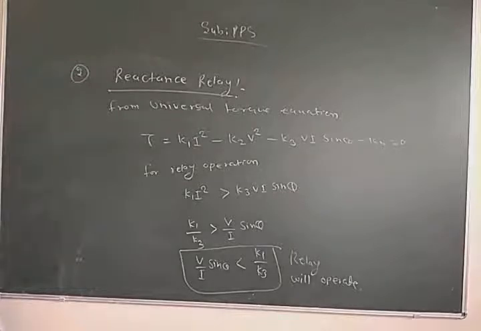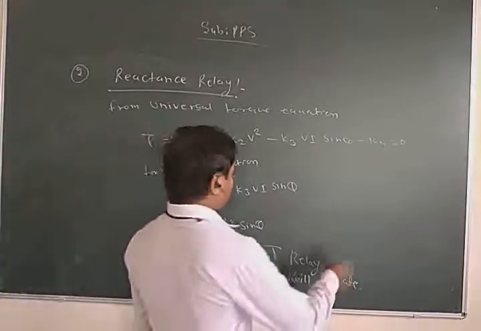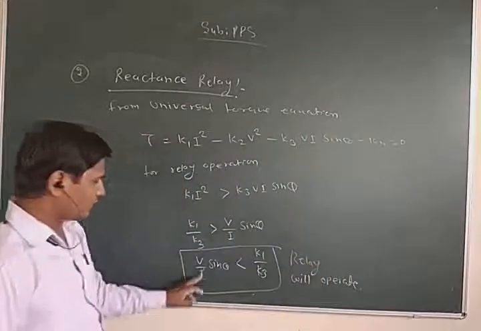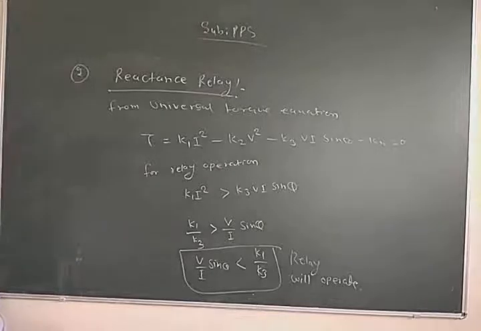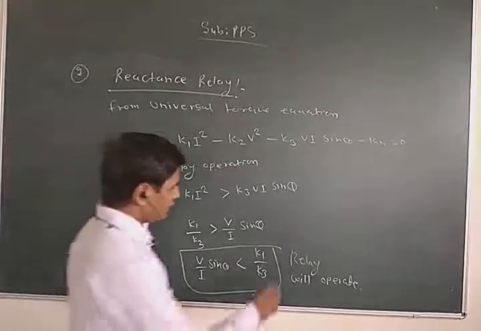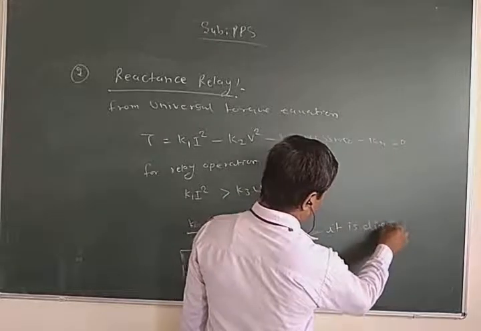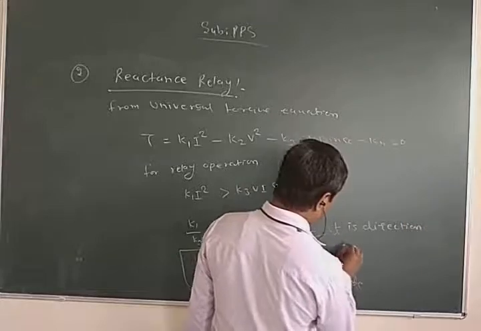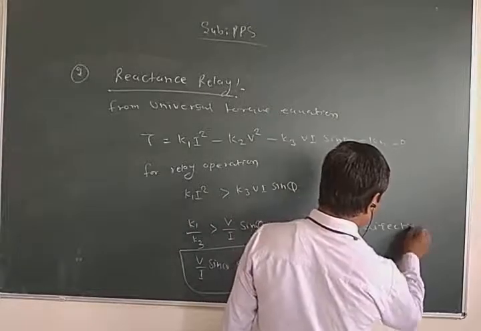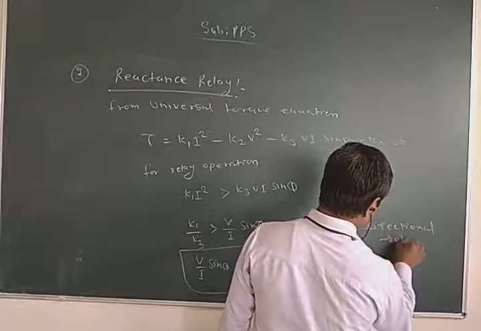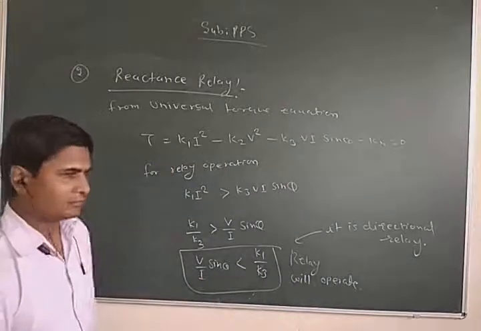Now its characteristic. From here, its operation also depends on the value of theta. So we can say that the reactance relay is a directional restraint relay. It is a directional relay. Its operation depends on the direction.